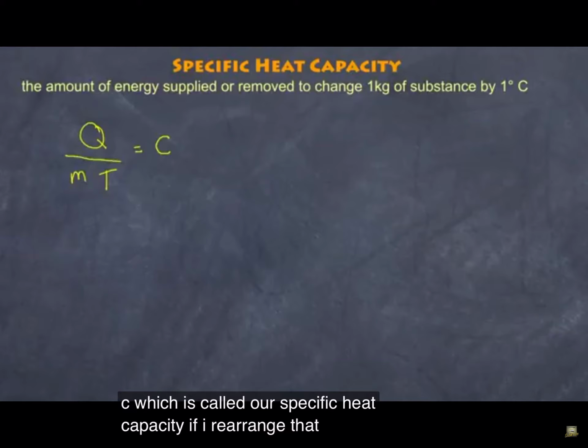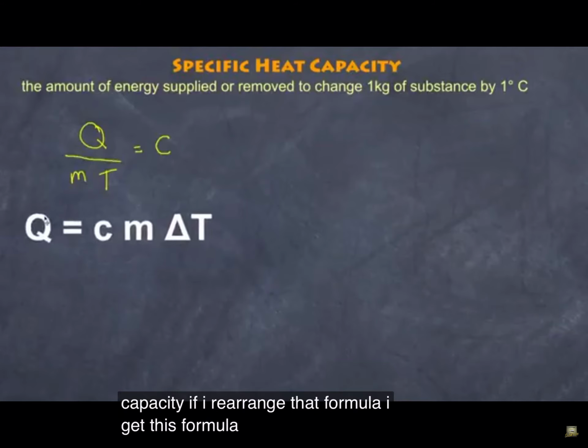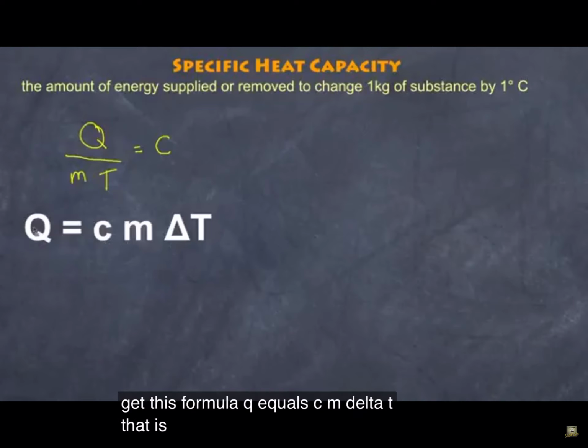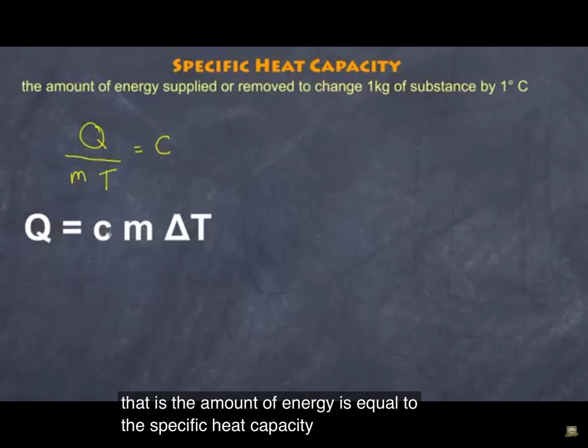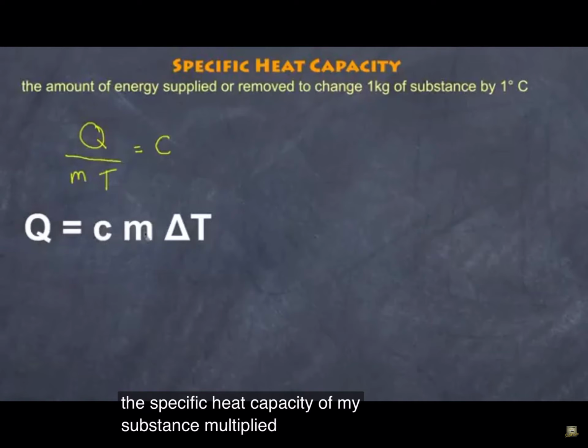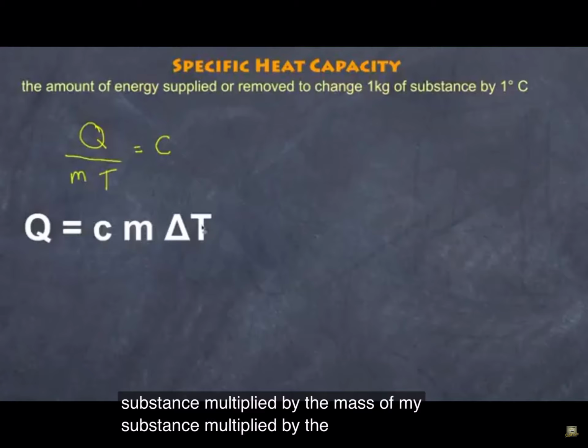If I rearrange that formula, I get this formula. Q equals C m delta T. That is, the amount of energy is equal to the specific heat capacity of my substance multiplied by the mass of my substance multiplied by the temperature change.